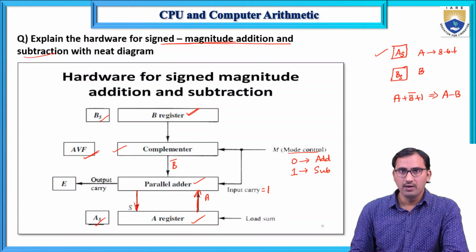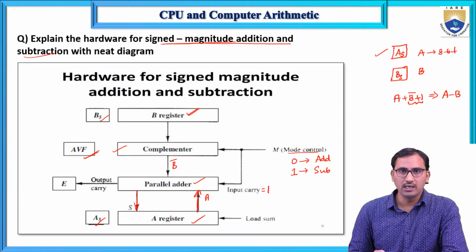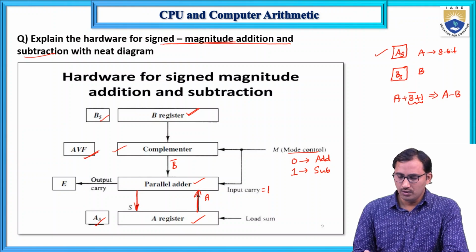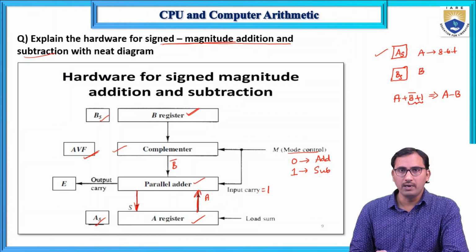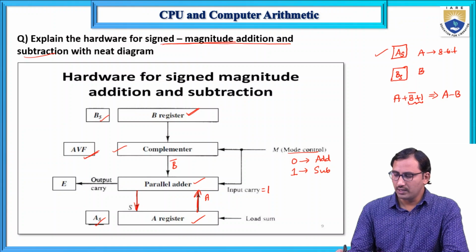That means here we are using 2's complement representation, because the negative numbers we can represent in various forms: sign and magnitude form, sign and 1's complement form, sign and 2's complement form. Mostly we are using sign 2's complement representation for negative numbers. So that's why A plus B bar plus 1 is equal to A minus B. That means it performs the subtraction operation.